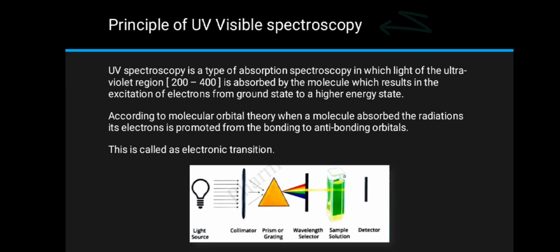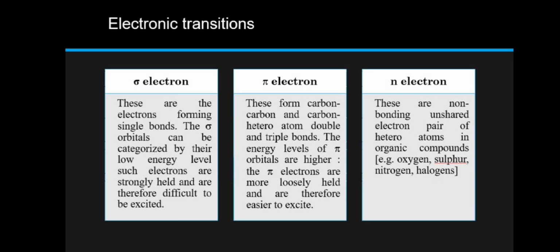Now let's see the principle of UV visible spectroscopy. We all know that UV visible spectroscopy is absorption spectroscopy. In it, light of the ultraviolet region, which ranges from 200 to 400, is absorbed by the molecule, which results in the excitation of an electron from the ground state to a higher energy excited state. According to MOT theory, when a molecule absorbs the radiation, its electron is promoted from bonding to antibonding orbitals. This is called electronic transition. Now, electronic transition involves three types of electrons: sigma electrons, pi electrons and n electrons.